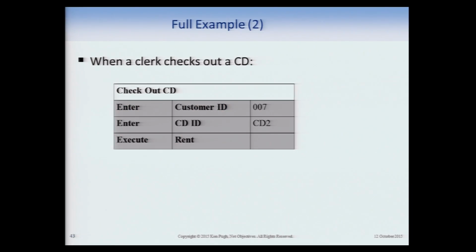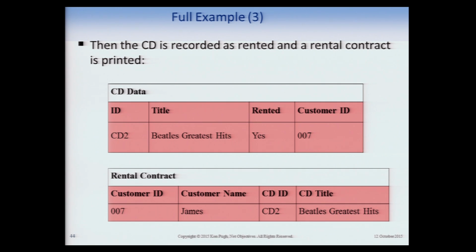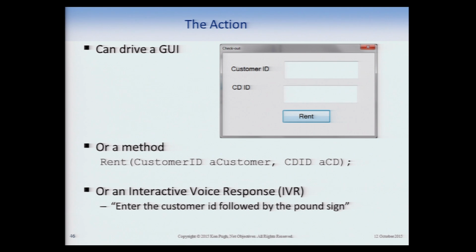That when part is not specific to an input mechanism. Could we put it into a GUI? Yes, we could use it as a manual test through a GUI. Could we call a method inside of our code and do this as an automatic test? We sure could. Could we use it as a test for an interactive voice response system? Please enter the customer ID followed by a pound sign. You entered 0707. If this is correct, press 1. If this is not correct, press 2. It doesn't matter how we enter it. Our test is not tied to our input mechanism. It's tied to the functionality that we are entering some data into the system.